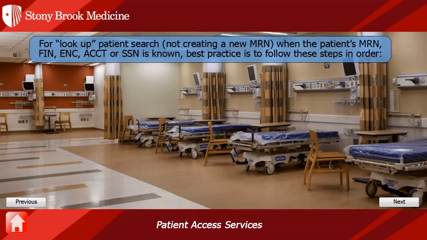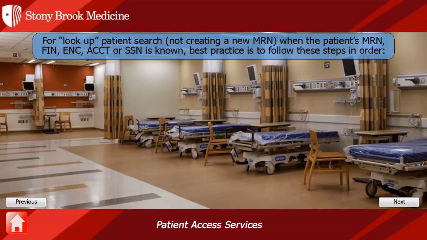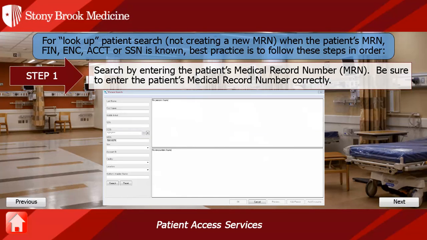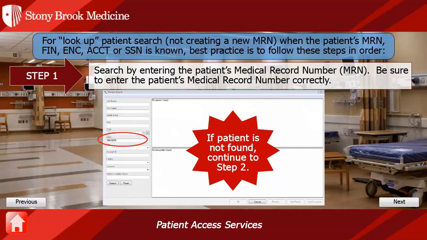For lookup patient search, not creating a new MRN, when the patient's MRN, FIN, encounter, account, or Social Security number is known, best practice is to follow these steps in order. Step 1. Search by entering the patient's medical record number, or MRN. Be sure to enter the patient's medical record number correctly. Enter the MRN in the field as shown here. If patient is not found, continue to Step 2.